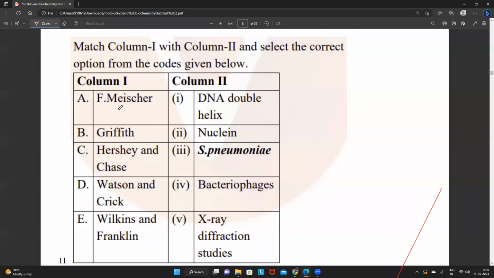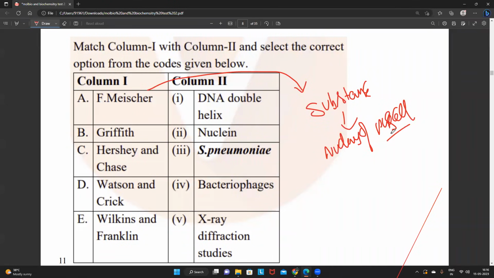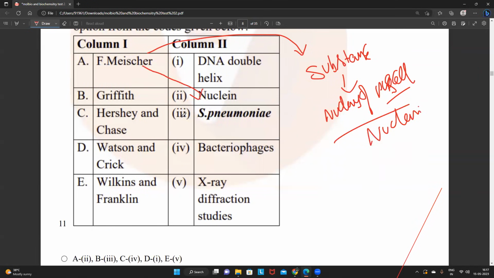Frederick Miescher. You know, no, friends, Frederick Miescher is the first scientist, I will tell you, in biomolecules who isolated, all the students listen to my words correctly, a substance from the nucleus of pus cells. From the nucleus of the pus cell, he isolated a substance and he gave it the name nuclein. So that's what it is. Frederick Miescher, nuclein. You all commonly know about it.